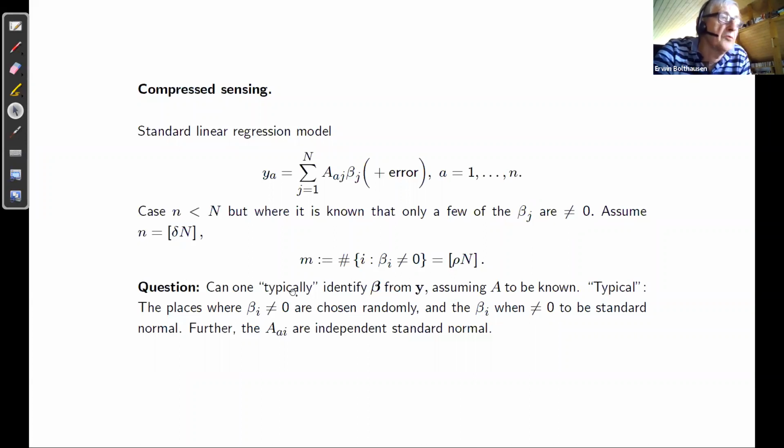Of course, if you have a particular case, this is very difficult to decide. But if you want to do a theoretical investigation, you make a model where you assume that the matrix A is random. So you just choose A to be standard normal, for instance, and you take the betas being different from 0 at randomly chosen places, where the number of places is given by the small m. And if they are different from 0, you also assume that they are standard normal.